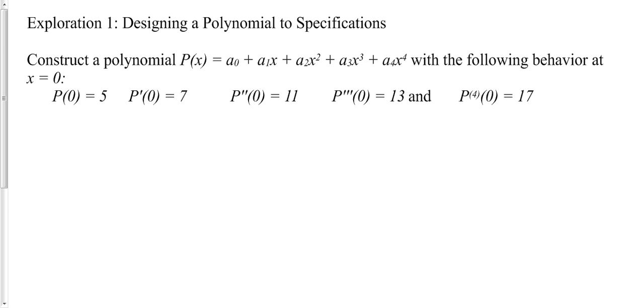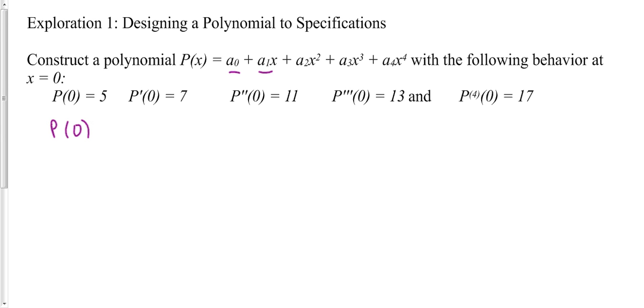All right, let's do exploration 1, designing a polynomial to specifications. The instructions say construct a polynomial p of x equal to a0 plus a1x plus a2x squared plus a3x cubed plus a4x to the fourth with the following behavior at x equals 0. And we have all these criteria here. So what we need to do is figure out what all of these coefficients are going to be, the a0 and the a1, etc. Well, let's just start with p of 0.